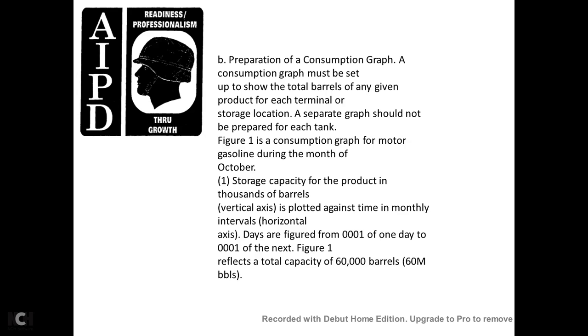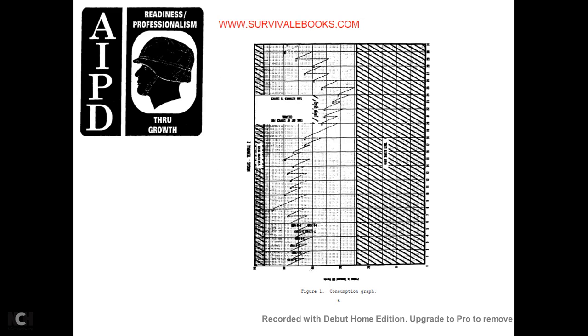The storage capacity of the product is shown in thousands of barrels on the vertical axis, plotted against time in monthly intervals. On the horizontal axis, days are figured from one minute past 0 hours on one day to 2400 hours the next. Figure 1 reflects the total capacity of 60,000 barrels, or 60 MBBLs. Figure 1 shows the consumption graph.